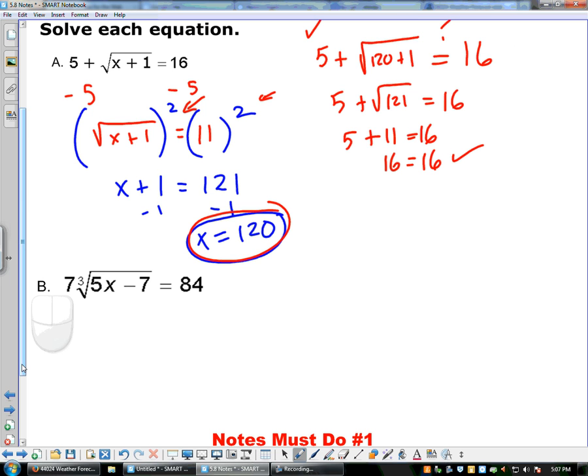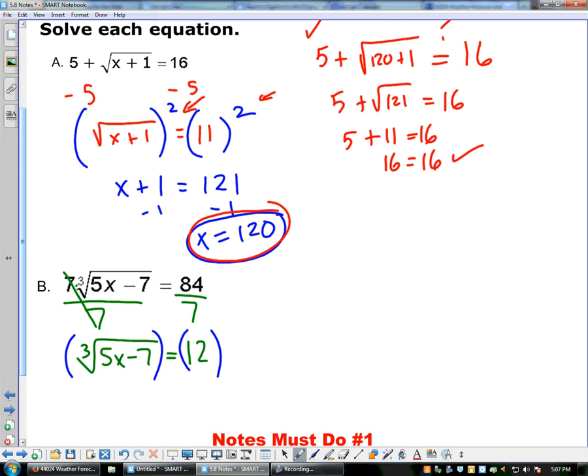Again, our first step here is going to be to isolate that radical. So since it's multiplied by a 7, my first step will be to divide both sides by 7. So I will have the cube root of 5x minus 7 is equal to 84 over 7, or 12. I want to get rid of a cube root, so I need to raise each side to the value that was in my index there, which is a 3, so cube each side. Since cubing and cube rooting are inverse operations, I'm left with 5x minus 7 equals 12 to the third, so 12 times 12 times 12 is going to be 1728.